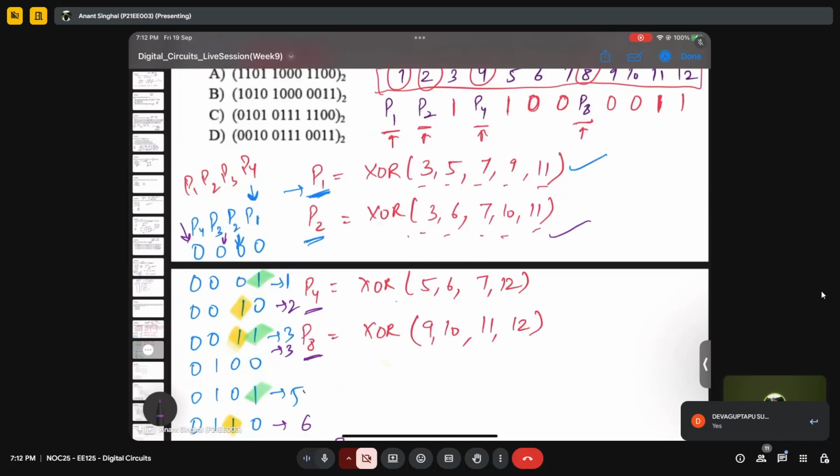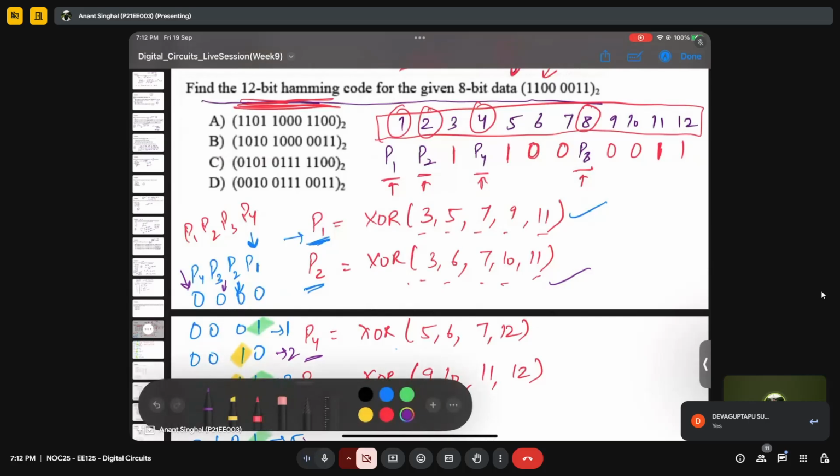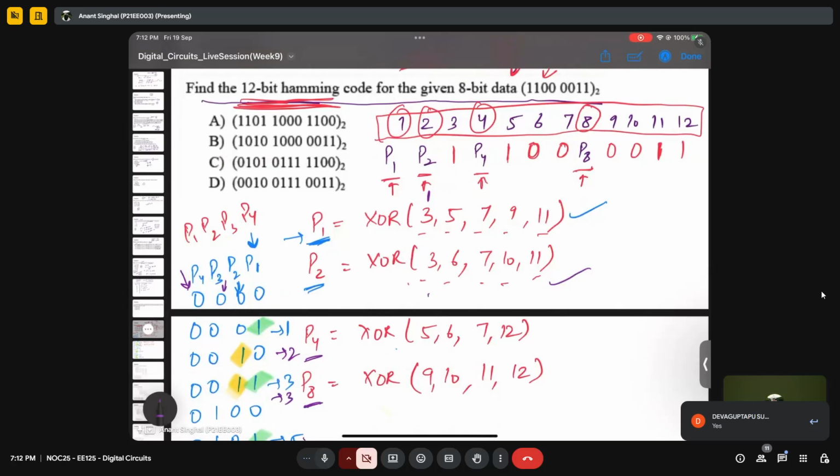Okay, so let's do it quickly now. We'll just write the corresponding bits. 3 is 1, 6 is 1, 7 is 0, sorry, 9 is 0, and then 11 is 1. Then 3 is 1, 6 is 0, 7 is 0, 10 is 0, 11 is 1. Then we have 5, 6, 7, 12. We have 1, 0, 0, 1, last 0, 0, 1, 1.